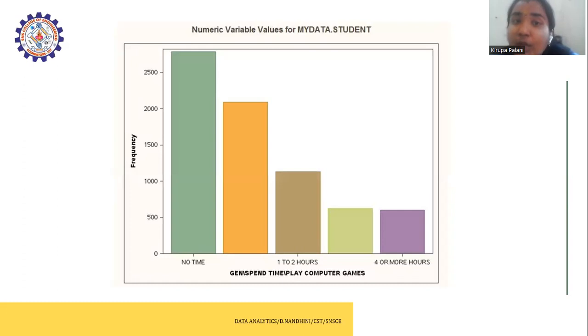Next is a numerical variable, the values of my data dot student, and the frequency has been given. The categories are how much time students spend playing computer games: no time, 1 to 2 hours, and 4 or more hours. No time has a frequency of 2500, 1 to 2 hours has a frequency of 1000, and 4 or more hours has a frequency of 500.